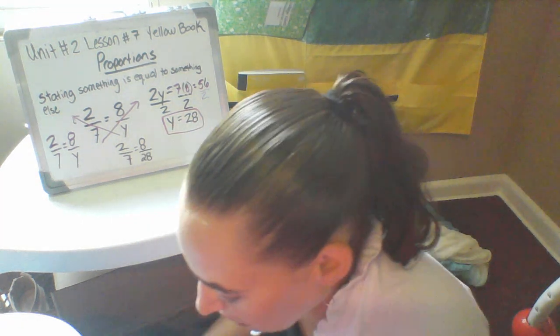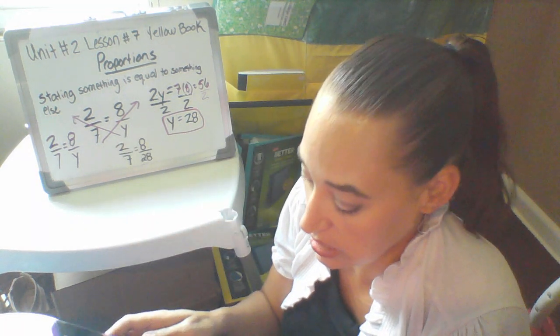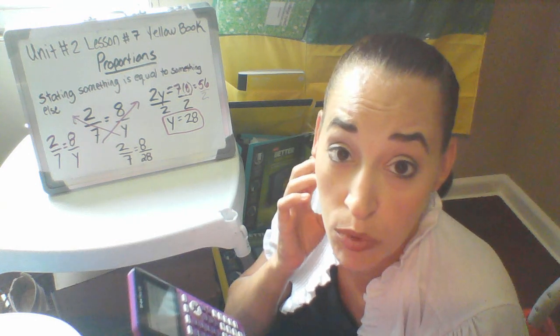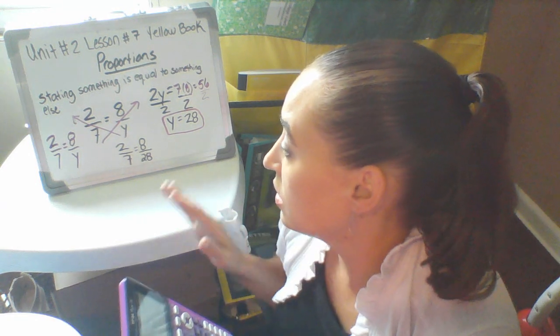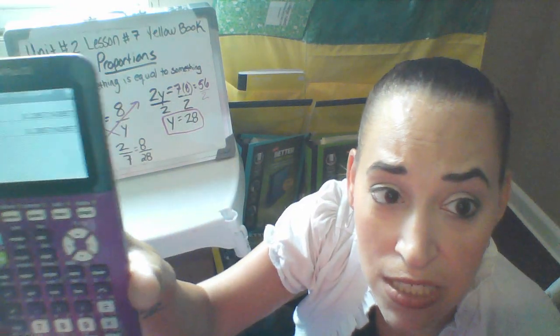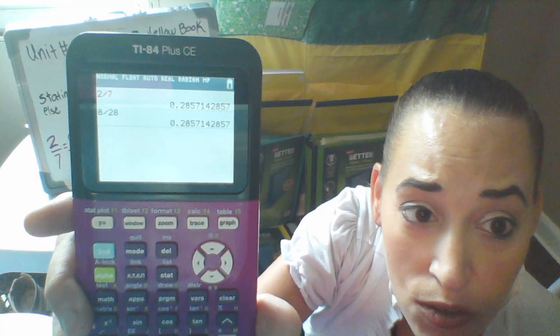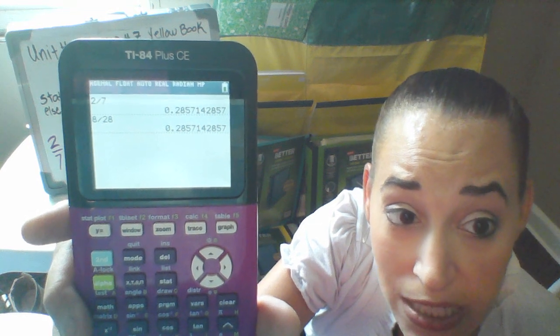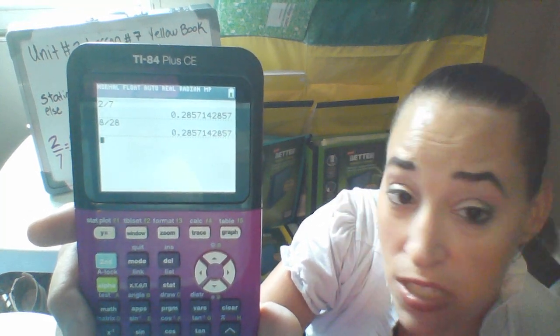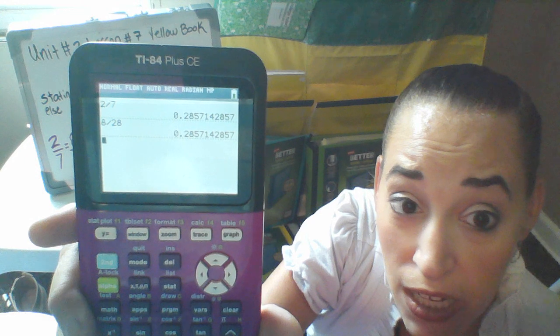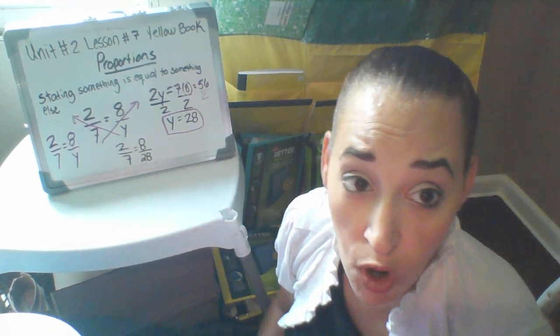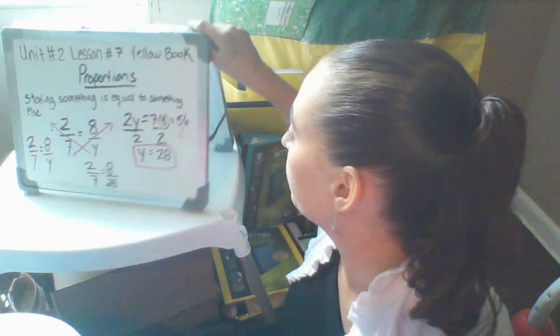So then you might want to check that with your calculator to make sure that's actually true. It's always good to double check and make sure that you didn't make any mistakes. If you put it into your calculator, I already did this for you guys, you can see that it is a correct statement, that 2/7 equals 8 over 28. So you didn't do anything wrong. Okay. Let's try one more just to make sure you understand what's going on, and then I'll set you loose.